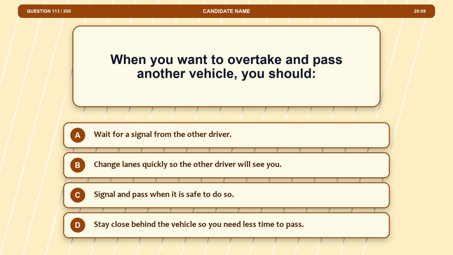Question 113. When you want to overtake and pass another vehicle, you should: Option A, wait for a signal from the other driver. Option B, change lanes quickly so the other driver will see you. Option C, signal and pass when it is safe to do so. Option D, stay close behind the vehicle so you need less time to pass.